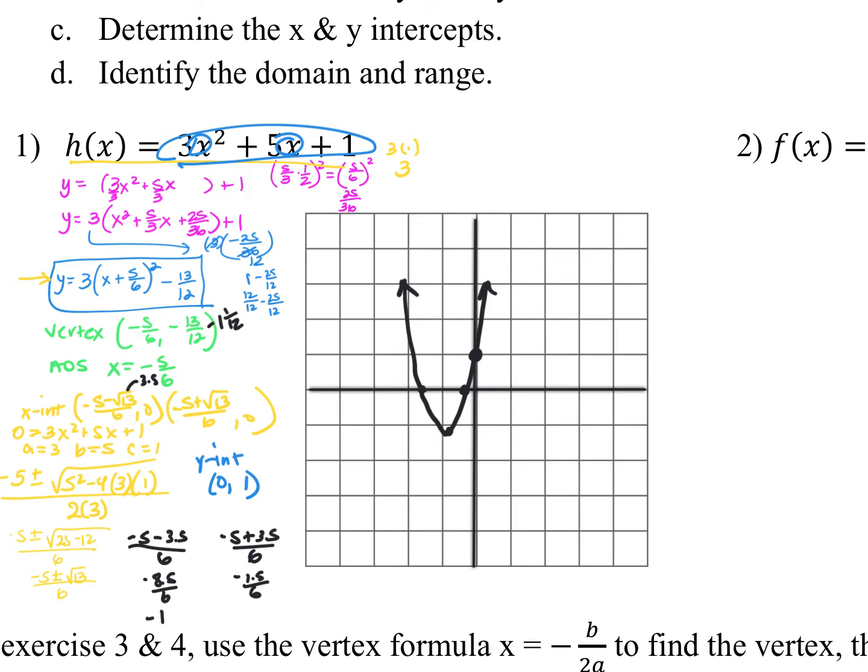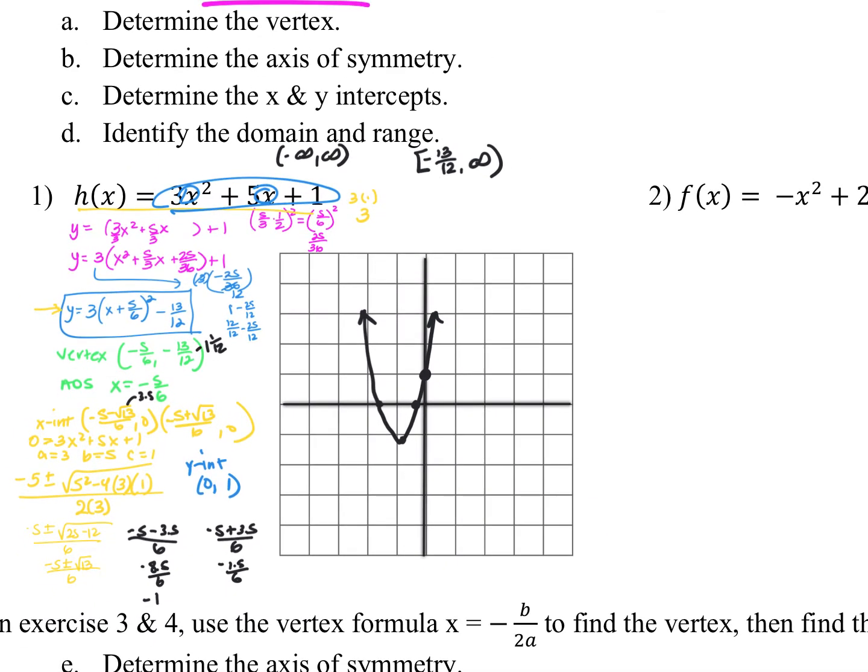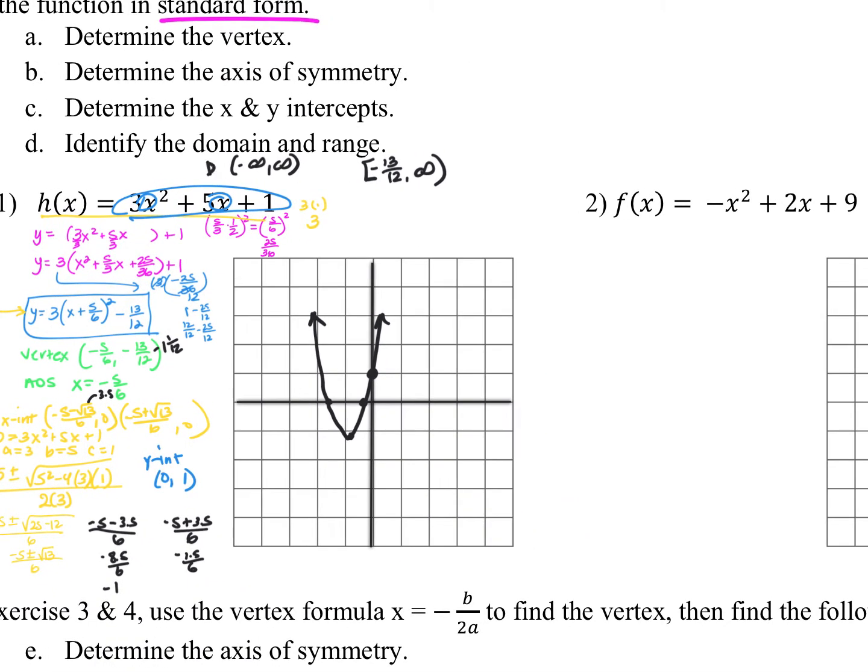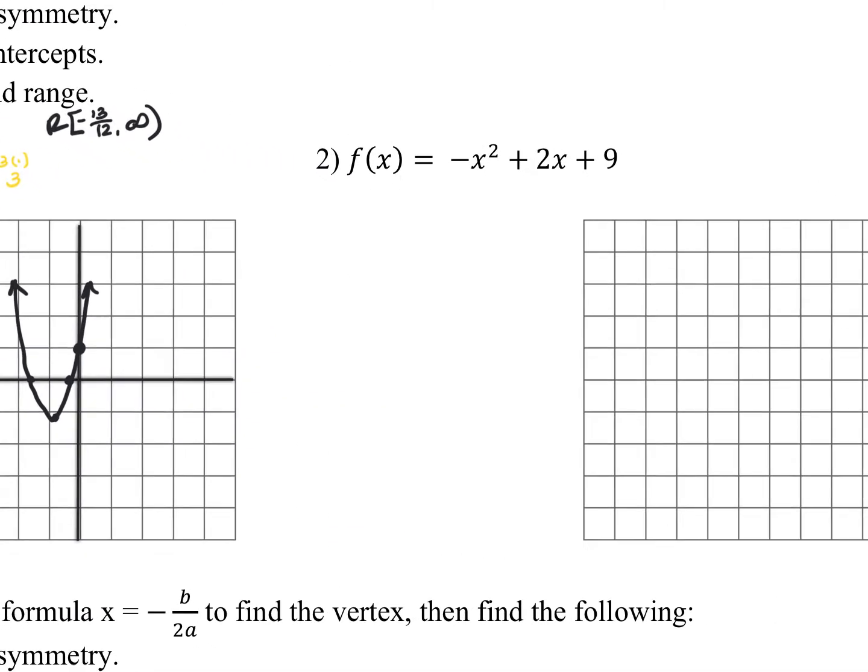The domain, because it's a parabola, is all real numbers, negative infinity to positive infinity, and the range is the k coordinate of the vertex, so negative 13/12 to positive infinity. Okay, go to the next one.